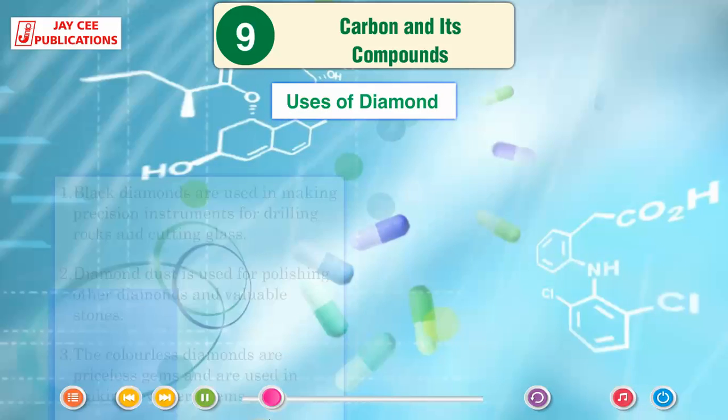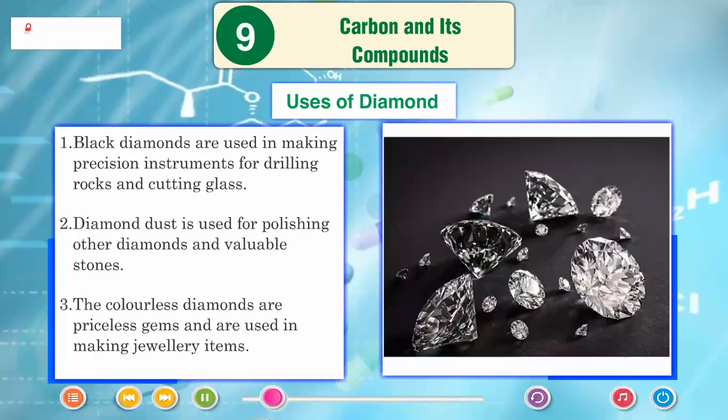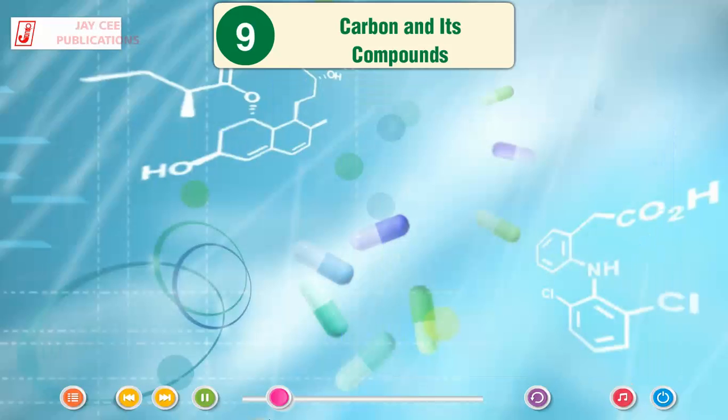Uses of diamond. Black diamonds are used in making precision instruments for drilling rocks and cutting glass. Diamond dust is used for polishing other diamonds and valuable stones. The colorless diamonds are priceless gems and are used in making jewelry items.